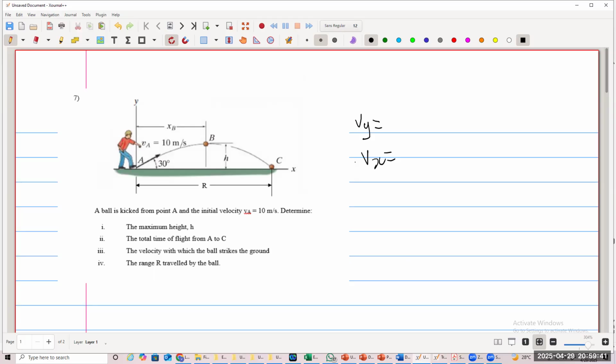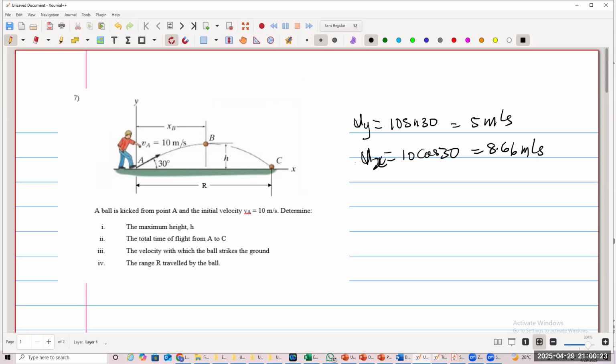What's your Uy and your Ux? The initial velocity both in the vertical and the horizontal. What's the initial velocity for that? Sir, is it 10 sin 30 for the vertical component? Yes. And for the horizontal component, 10 cos 30. Yes, that is it. So this is 5 meters per second, and this one is 8.66 something. Right.